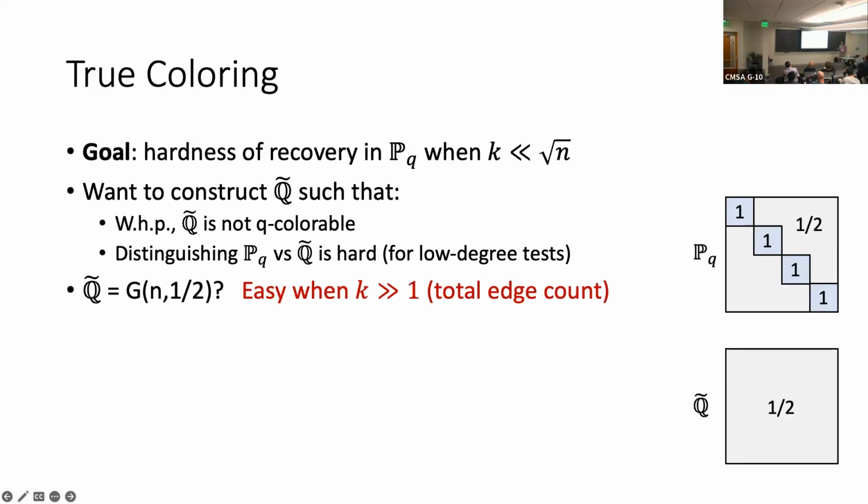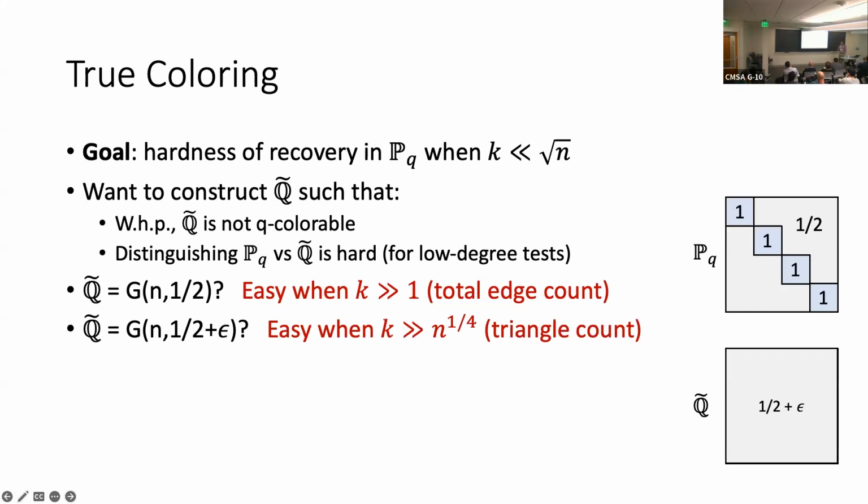Okay, so let's try, right? What should we do first? Maybe first I should just try G(n, 1/2), right? That's maybe a natural null distribution, but it's not Q colorable, which is good, but it's too easy to tell these apart, again, using the total edge count, right? So this is easy when k is bigger than 1. I'm hoping that these are hard whenever k is smaller than root n.